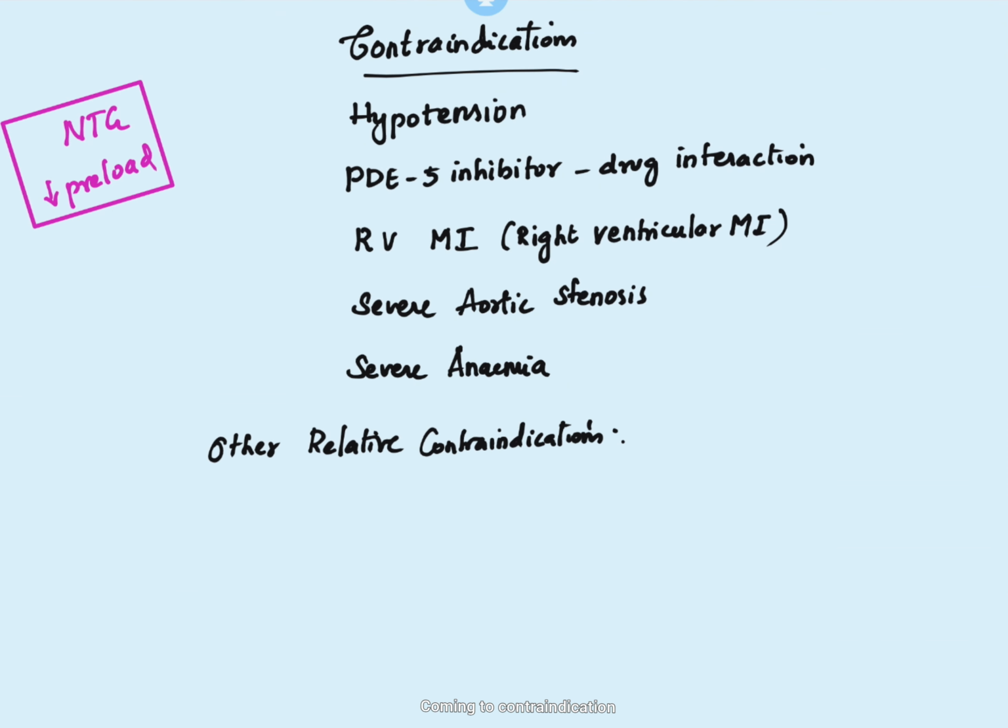Coming to contraindications, there are some that should be on our mind before starting an infusion. The obvious one is hypotension. If the patient is already hypotensive but has some cardiac condition, we should not lower the blood pressure. We should also remember that NTG reduces preload, and in right ventricular MI we should not touch the preload. So in those conditions we should not do an NTG infusion.